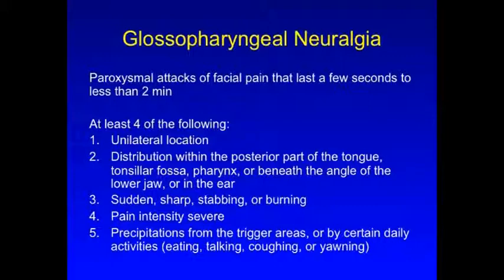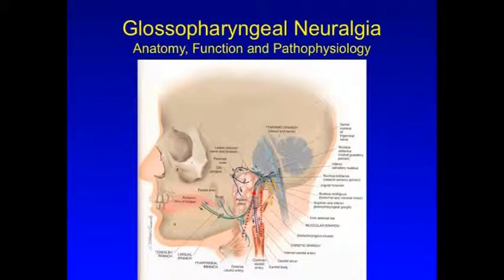So this is the anatomy of the glossopharyngeal nerve. It's a very complicated nerve. It has parasympathetic distribution, it has motor function, it has sensory function. The blue is the sensory nerves, and all the areas I presented in the previous slide are shown here, and the nerve goes to the trigeminal nucleus, which is here. You see, this is the spinal nucleus of the trigeminal nerve, and from there, the second order neuron goes to the thalamus.